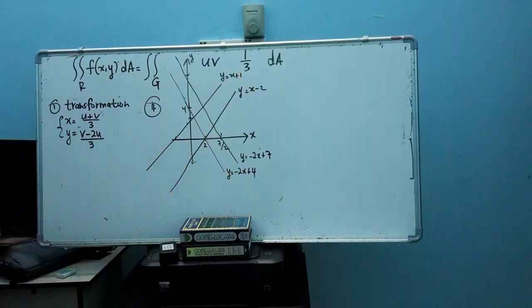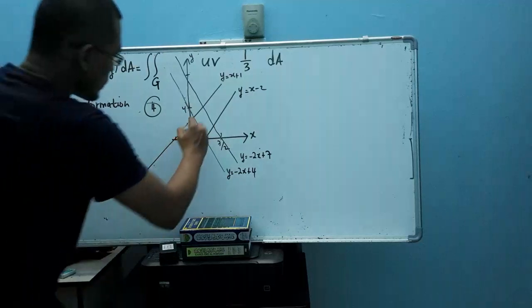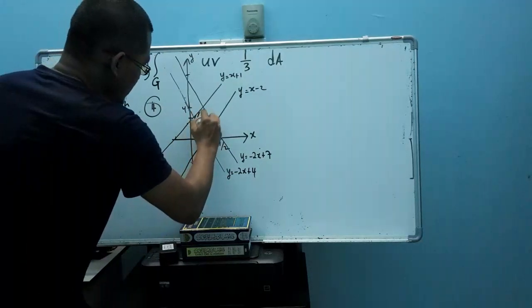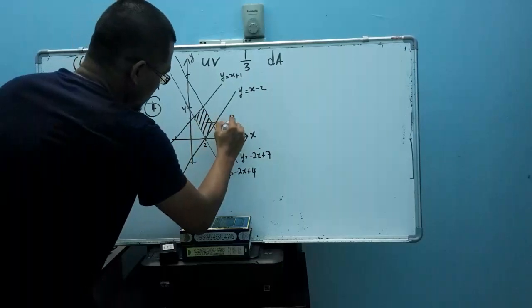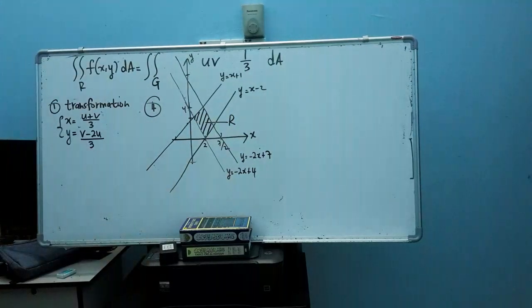And of course our R here is closed, bounded by these 4 lines. So where is our R here? Our R here will be this part. So this will be our R, the closed region R. Now we have our R here.